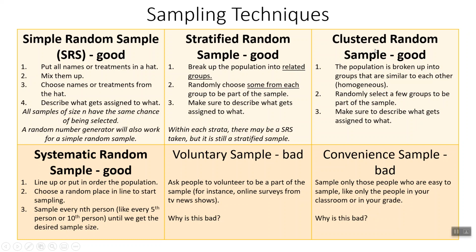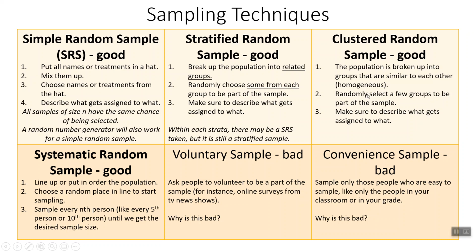Next one, clustered random sample, or just a cluster sample. All right, this is another good one. The population is broken up into groups that are similar to each other. All right, so the groups are all homogeneous. So one group is about the same as another group is about the same as another group.